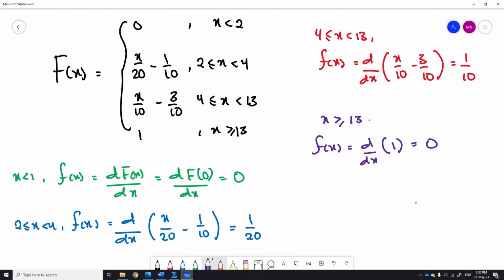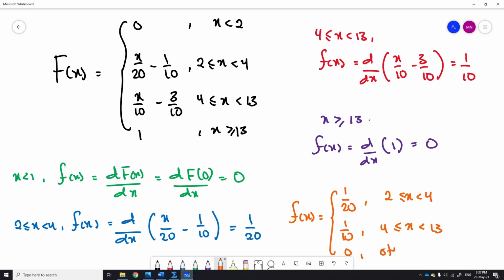So now let's write it down. f(x) equal to 1 over 20 for 2 less than or equal to x less than 4, 1 over 10 for, oh sorry, this one is actually 4 less than or equal to x less than 13, and then we put 0 for otherwise.